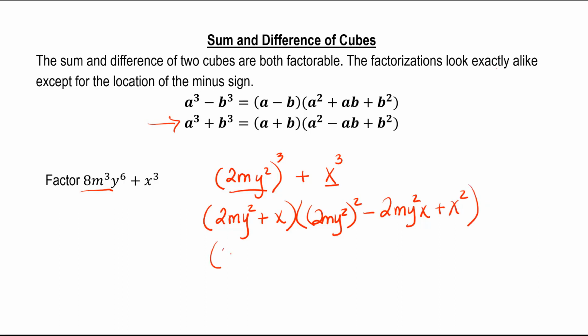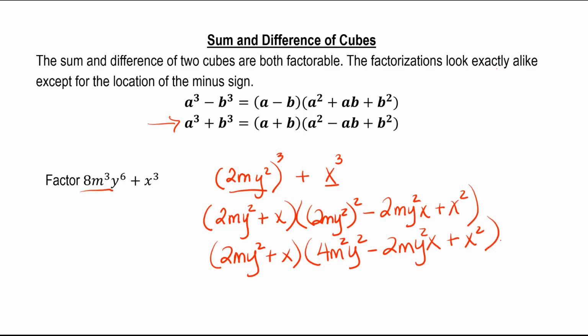And then you can go back through and rewrite it with this first term as 4m squared y squared. And then you've got 2my squared x plus x squared. So that would be the factorization of this sum of cubes. So you definitely need to know the sum and difference of cubes and how to factor that.